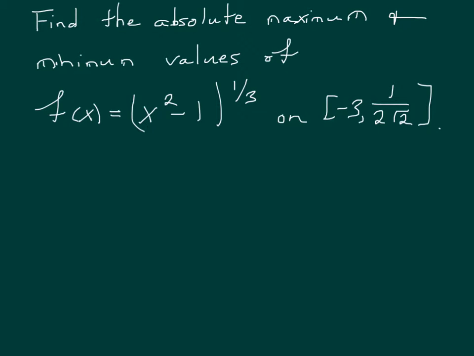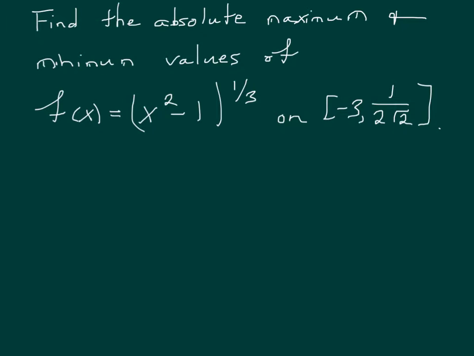All right, so this question, we're supposed to find the absolute maximum and absolute minimum values of this function, f of x equal to (x squared minus 1) to the power 1/3 on the closed interval minus 3, 1 over 2 root 2. All right, well, because we're trying to find the absolute maximum and minimum values of a function f on a closed interval, you should probably be thinking that we should try to use the closed interval method.